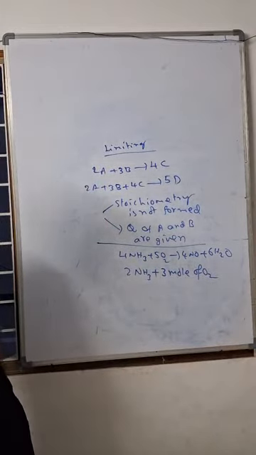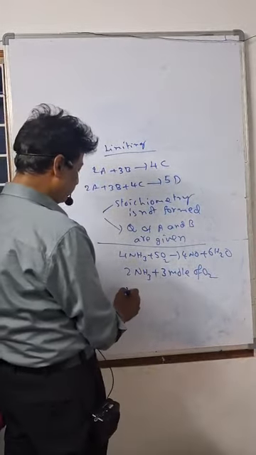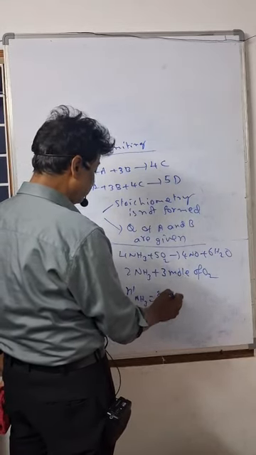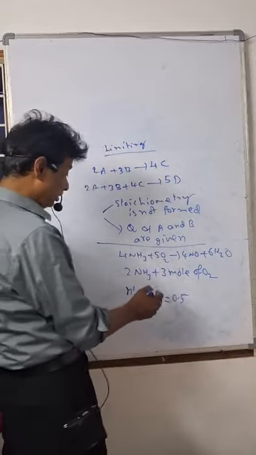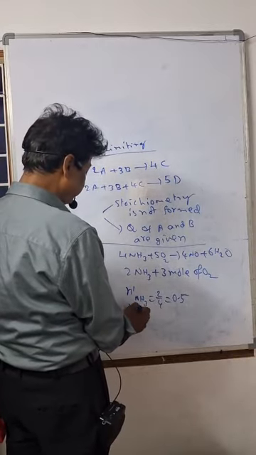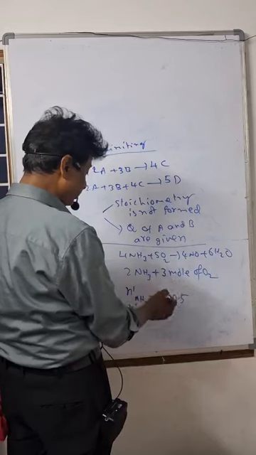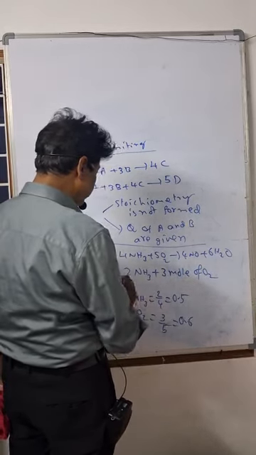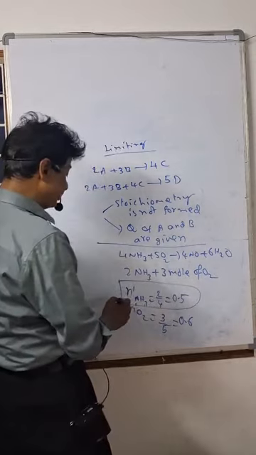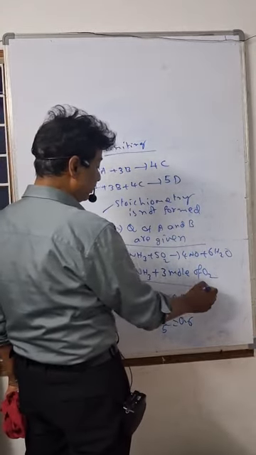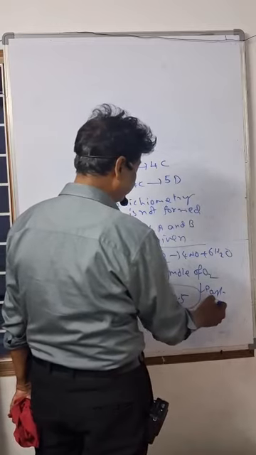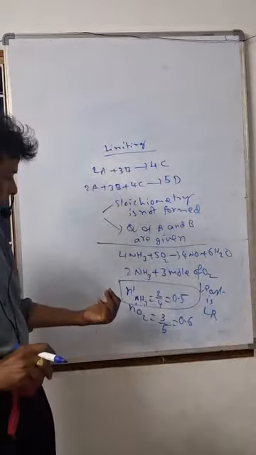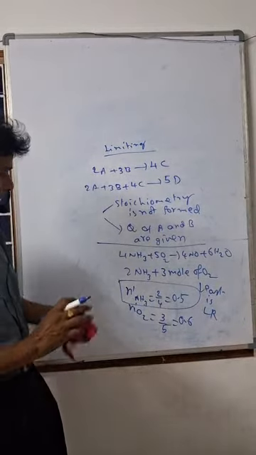There is one logic: given moles by equation moles. For ammonia, 2 by 4, 1 by 2, 0.5. Next, oxygen: given 3, equation 5, 0.6. The least is the limiting reagent. It is one way: the least is the limiting reagent.